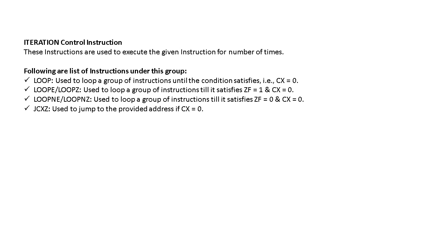Iteration control instructions. These instructions are used to execute the given instructions for a number of times. Following is the list of the instructions under this group. LOOP, used to loop a group of instructions until the condition satisfies, that is CX equal to 0. LOOPE or LOOPZ, used to loop a group of instructions till it satisfies ZF equal to 1 and CX not equal to 0. LOOPNE or LOOPNZ, used to loop a group of instructions till it satisfies ZF equal to 0 and CX not equal to 0.